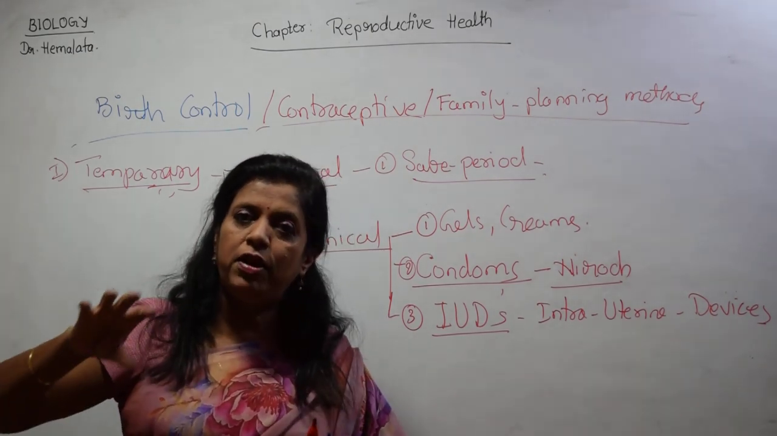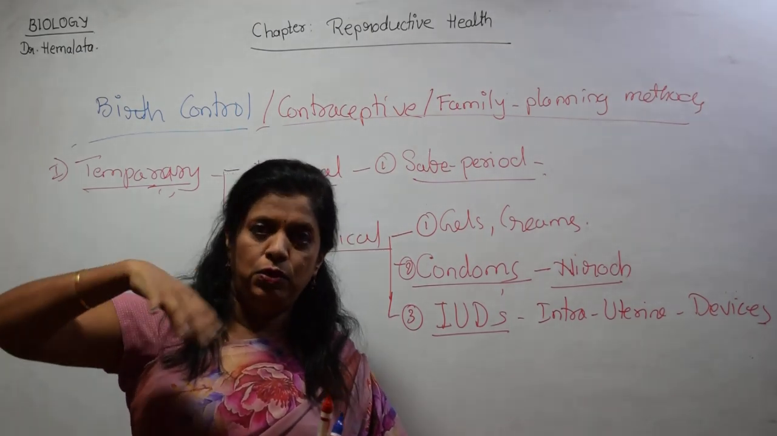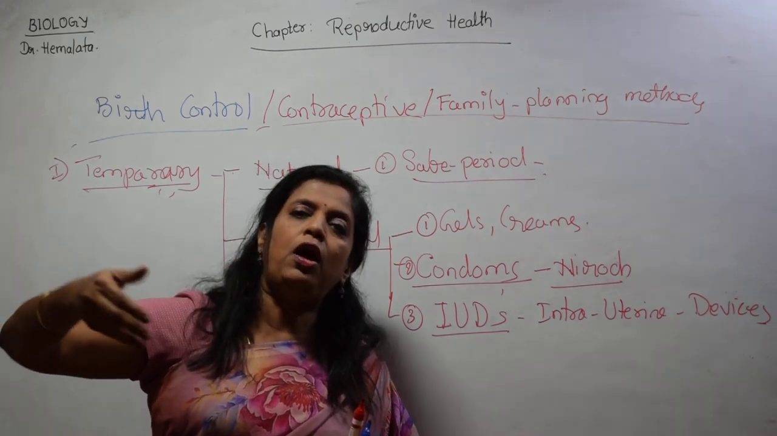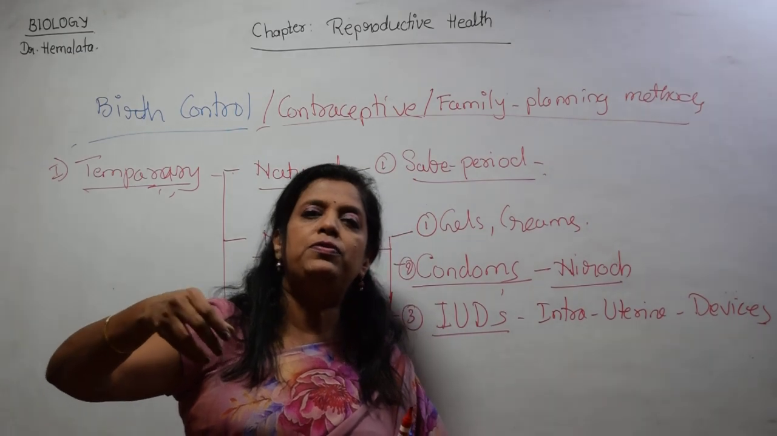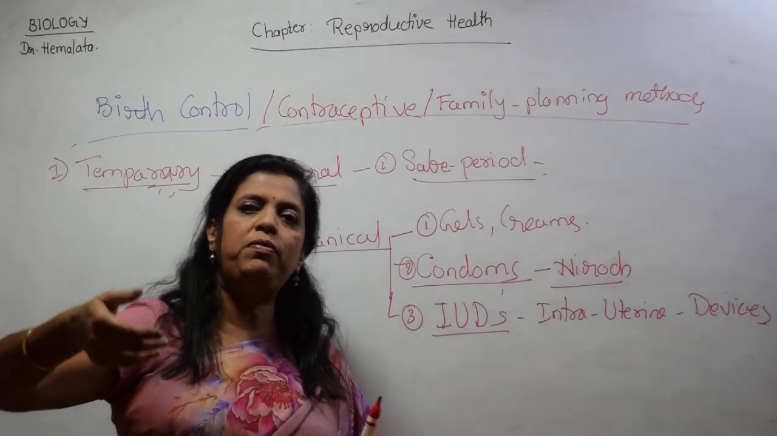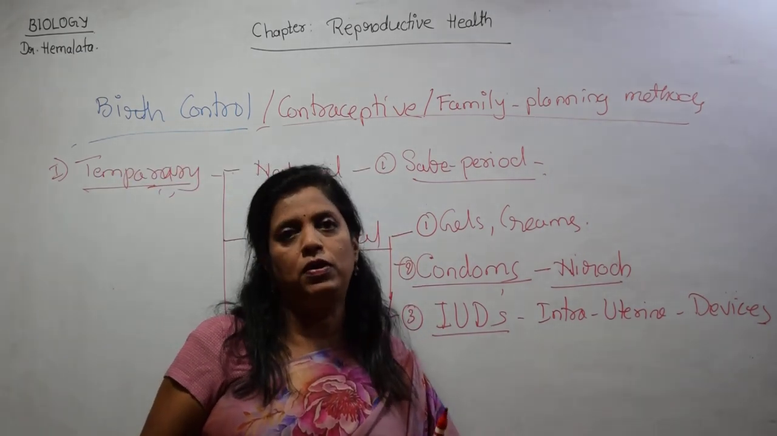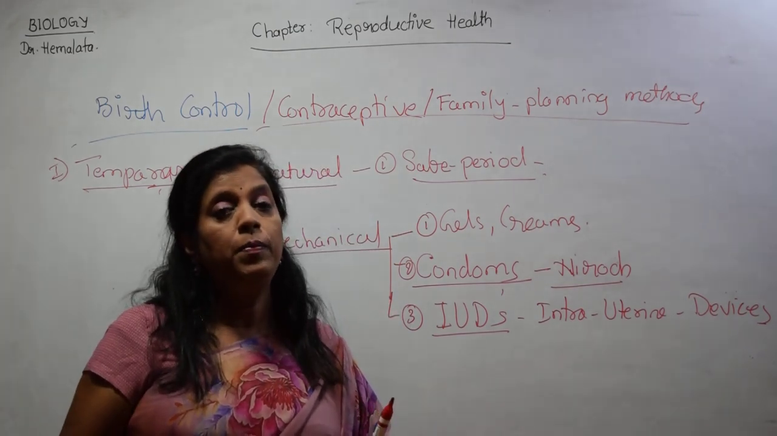Because if there is any foreign body already present in the uterine area, this will not allow the implantation to happen. And also immediately after the egg is released from the fallopian tube, it will go down into the uterus. That's how it will avoid pregnancy.